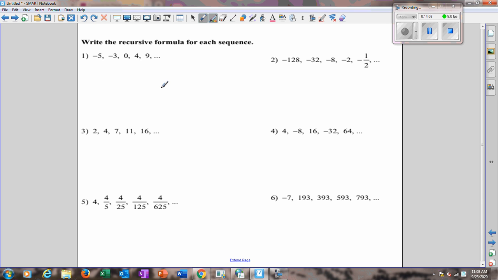That takes us to our next homework assignment. Write the recursive form for each sequence. So for this one, it goes -5, -3, 0, 4, 9. So if I'm looking at what's happening here, it goes up 2, up 3, up 4, and up 5. So when I'm looking at how these things change, this goes up 2, up 3, up 4, up 5.